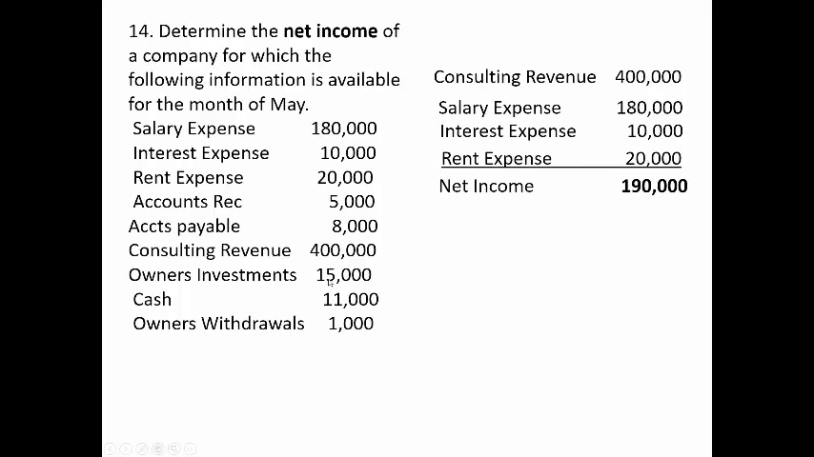Owner's investments, $15,000. That does not belong on the income statement because it's not a revenue or expense. Cash is an asset. It does not belong on the income statement. And owner's withdrawal, even though this lowers owner's equity, is not an expense of the business. Therefore, it doesn't go on the income statement as a revenue or expense.